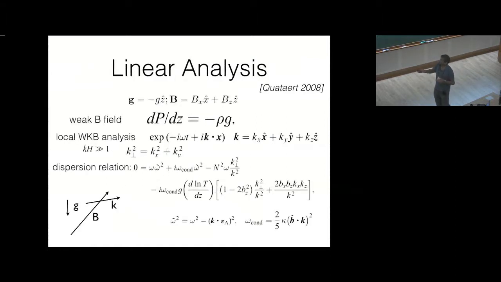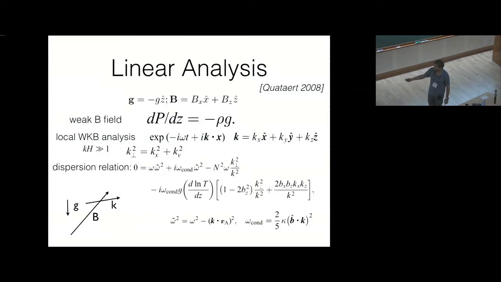And this is the standard linear analysis, WKB analysis setup. You have gravity in the minus z hat direction and a general magnetic field. You can choose your coordinate system so that B is in the XZ plane. And then the background is in hydrostatic equilibrium, and the standard WKB expansion. If you plug all this in, you get a dispersion relation which looks like this.